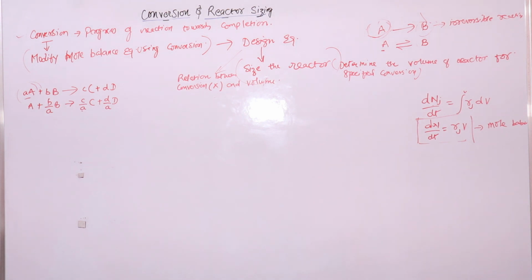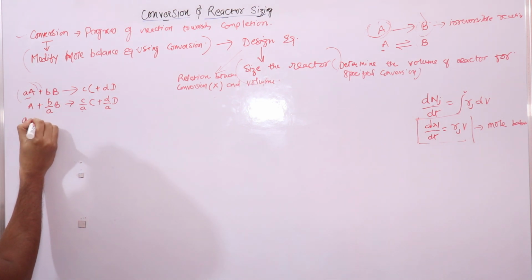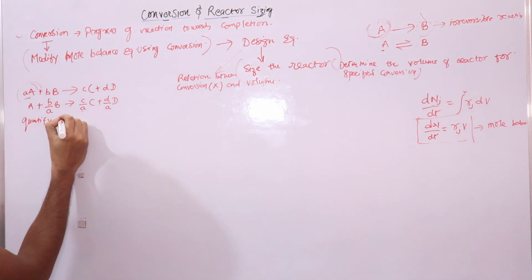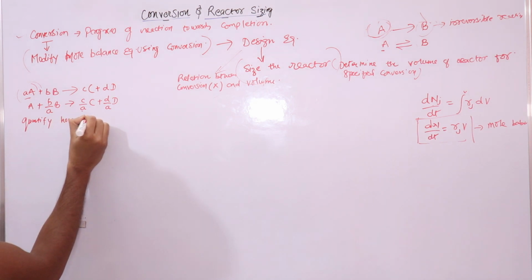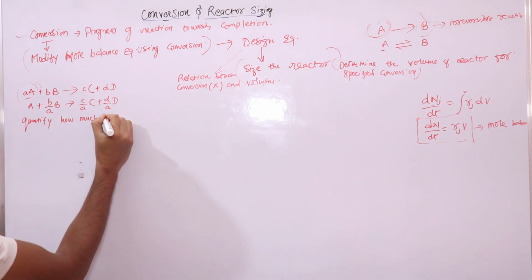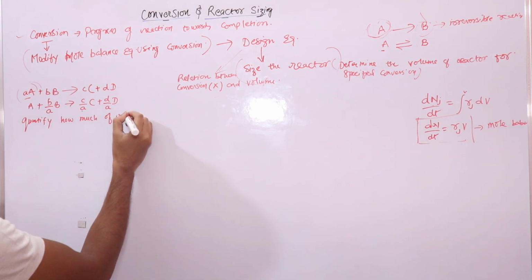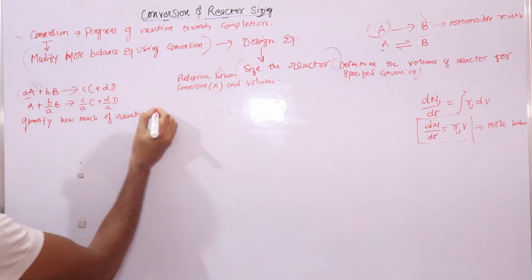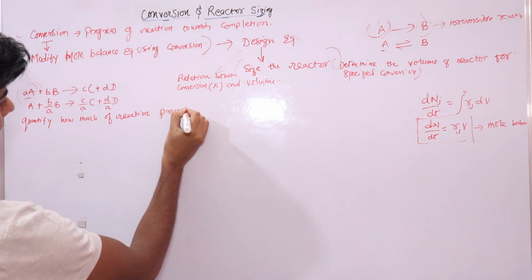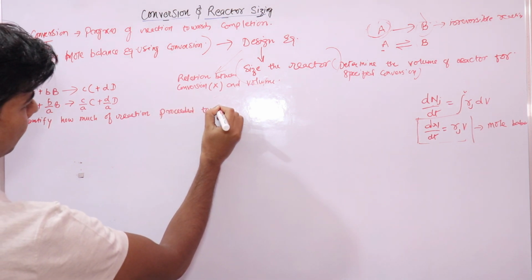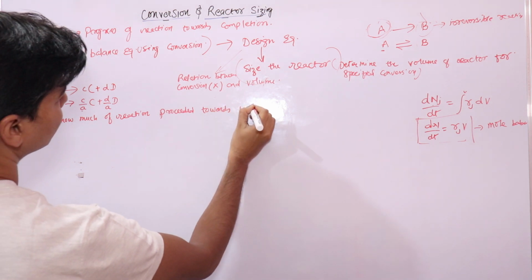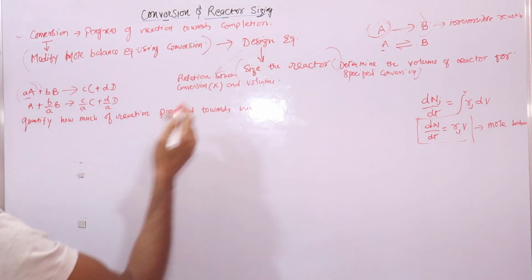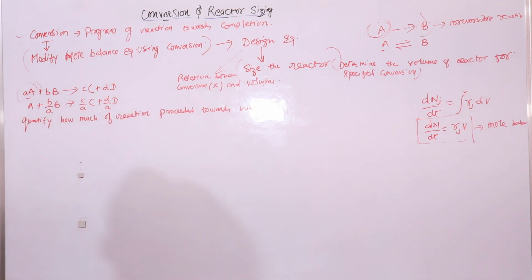So what we would be determining now is how to quantify how far a reaction proceeds to the right. Now how to quantify, this is what I was talking about from the beginning, how to quantify how much of the reaction proceeded towards right, or towards completion, because in this direction it's getting completed, right?